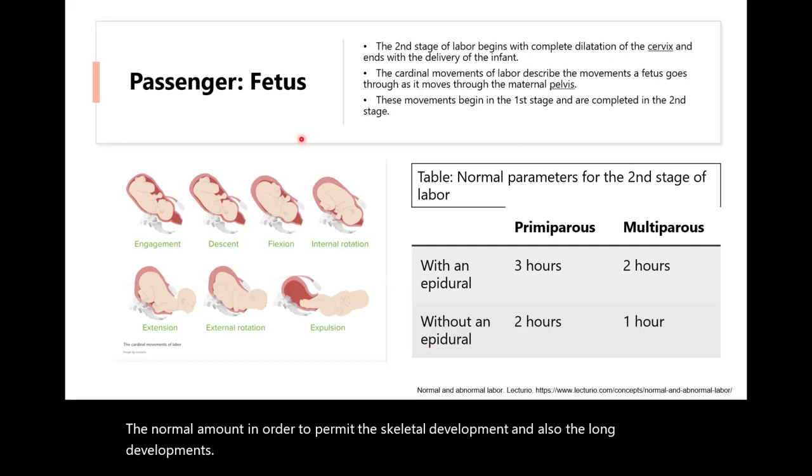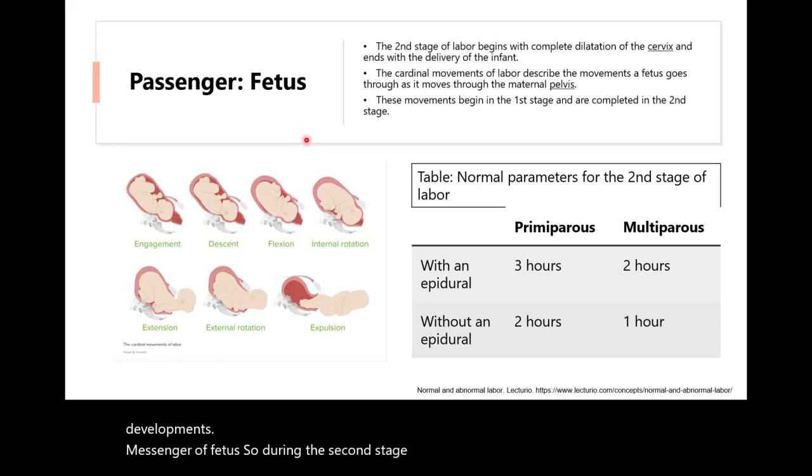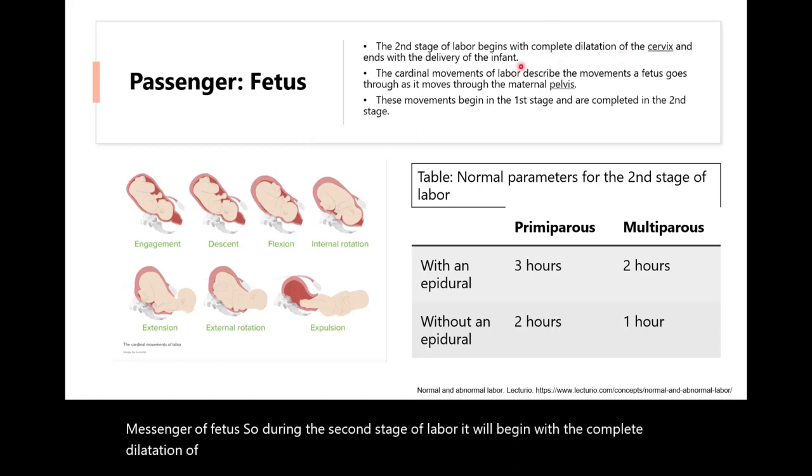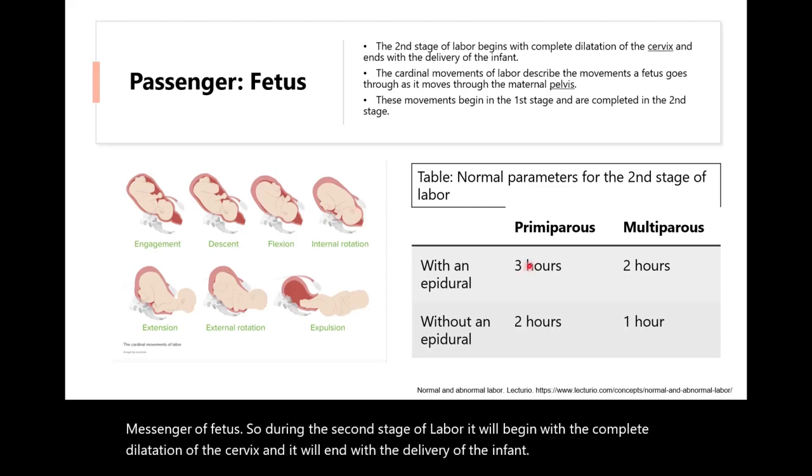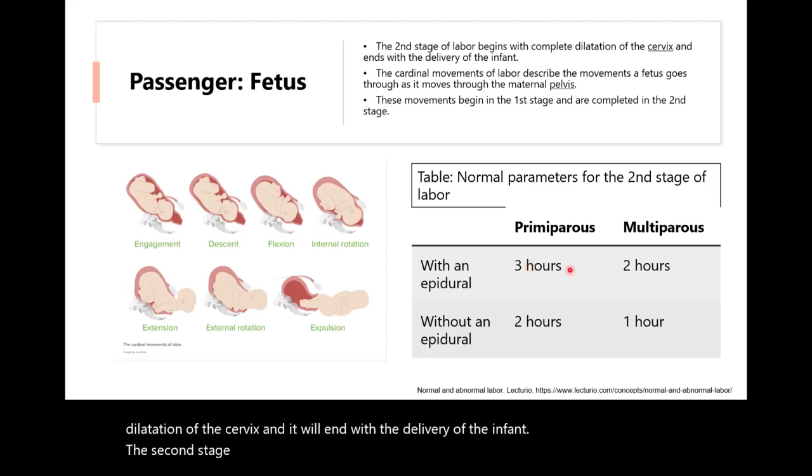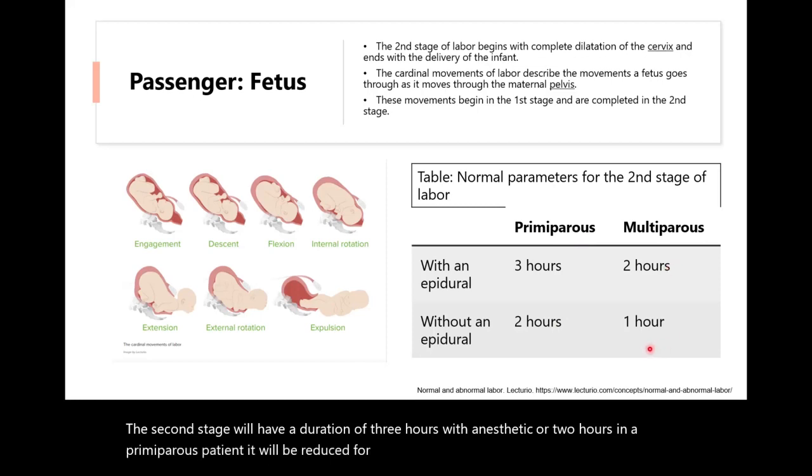Passenger, or fetus. The second stage of labor begins with the complete dilatation of the cervix, and it will end with the delivery of the infant. The second stage will have a duration of 3 hours with anesthetic, or 2 hours without. In a primiparous patient, it will be reduced for a multiparous patient.